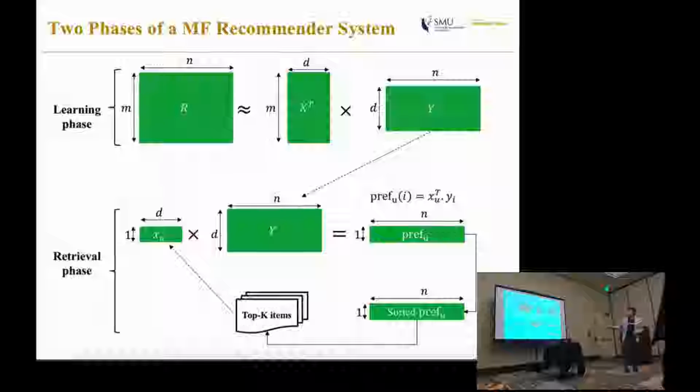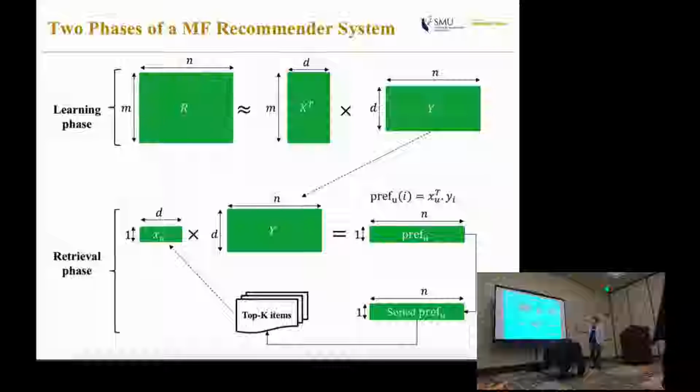Now in the second phase, which is the retrieval phase, given a user, for a known user, we would like to retrieve the top k most relevant items for that user. Now the challenge, of course, is the number of items. There are too many of them, and we want to achieve this retrieval very fast, like 100 milliseconds if possible.